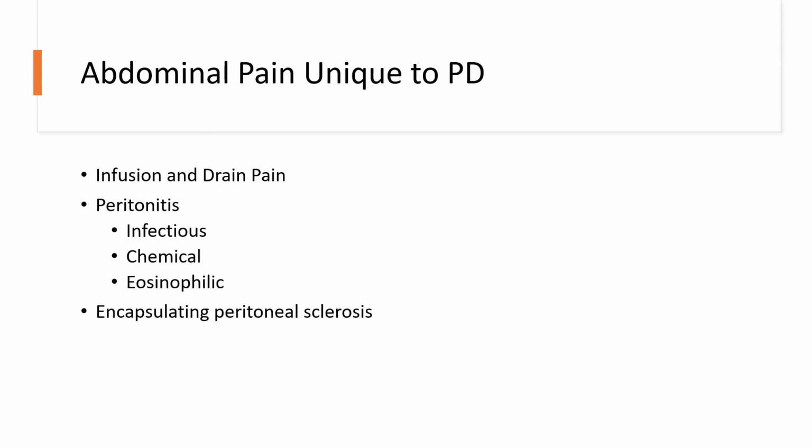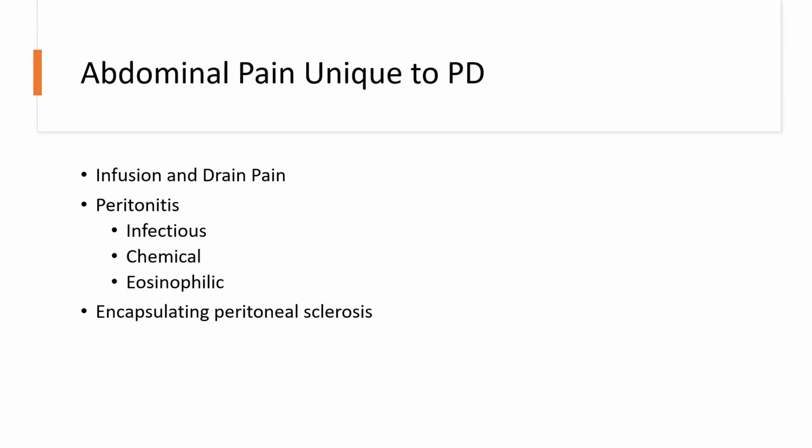And then the next rare disease is encapsulating peritoneal sclerosis, but I did just want to take a minute to comment on the abdominal pain issues that we see that are kind of unique in peritoneal dialysis. So first would be infusion pain. This can be seen fairly frequently in patients when they first start peritoneal dialysis, especially if it's urgent start and that catheter had just been placed. There's still a lot of inflammation intra-abdominally, and that can potentially get better over time.